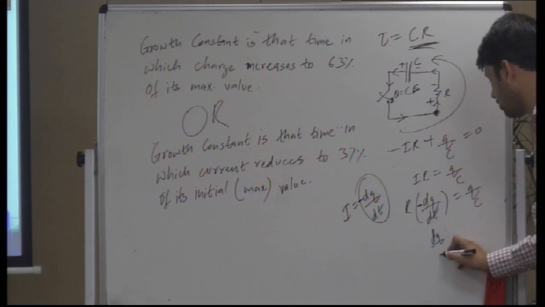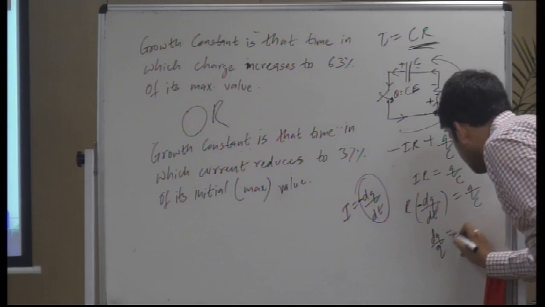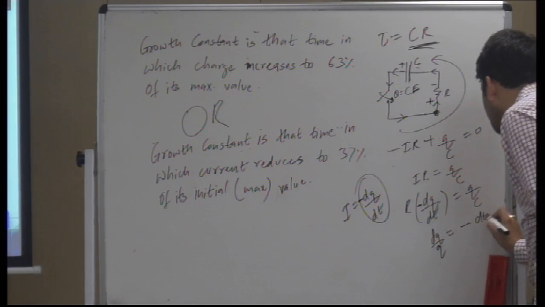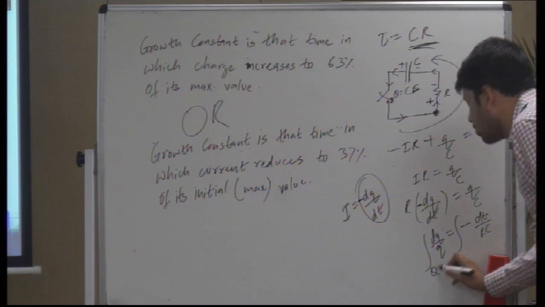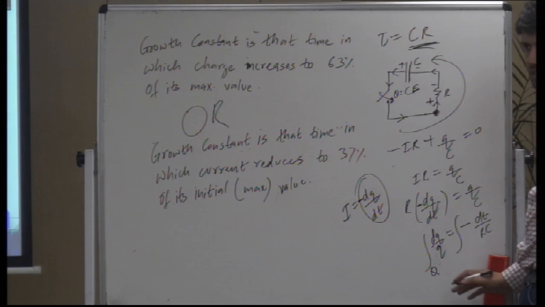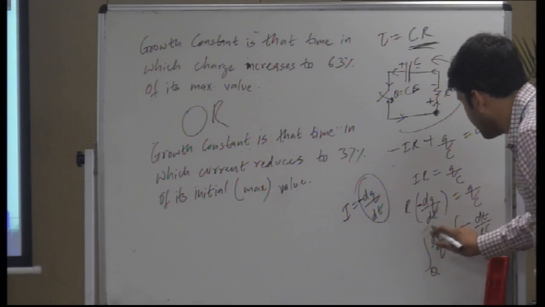dQ by Q will be minus dt by RC. Integrated. Initially the charge was Q, the complete charge. Finally it is not actually 0. We are discussing some middle time, not the final time.